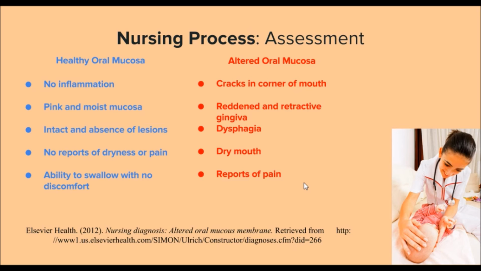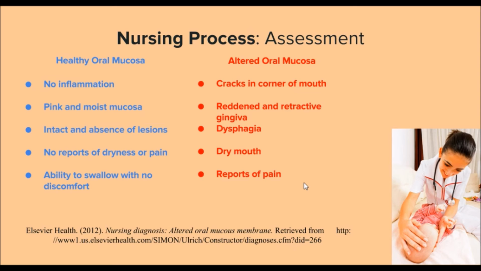The first step in the nursing process is assessment, and relating to pediatric dental care, it's important to be able to recognize the two different factors in your assessment, one being a healthy oral mucosa, and second being altered oral mucosa, and what signs and symptoms are related to that. For healthy oral mucosa, there's no inflammation, no swelling noticeable, the gums are pink and moist, you don't notice any lesions, and the gums and skin inside the oral cavity are intact. The child isn't reporting any dryness of mouth that is commonly occurring, or any pain. That can include pain in a localized area of the mouth, or any inability to swallow without discomfort.